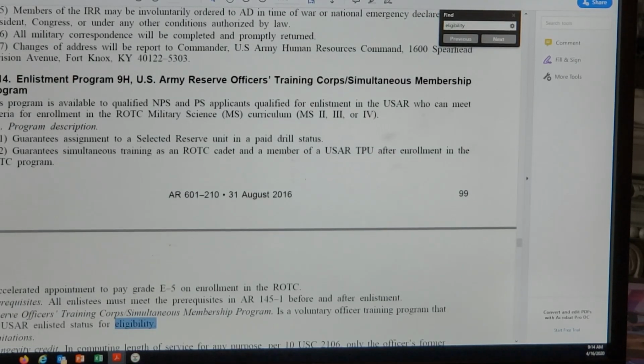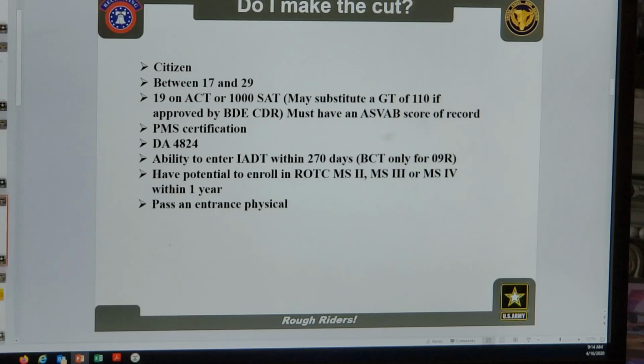All right, so hopefully the regulation has popped up on your desktop. I love the reg. We got to go there. Once we understand it, it makes a lot of sense. 9-14, first paragraph: This program is available for qualified non-prior service and prior service applicants qualified for enlistment in the United States Army Reserve who can meet the criteria for enrollment in ROTC military science curriculum, MS2, 3, or 4. Huh. That's kind of weird how it says that. Words matter. All right, we'll get into that more a little bit later.